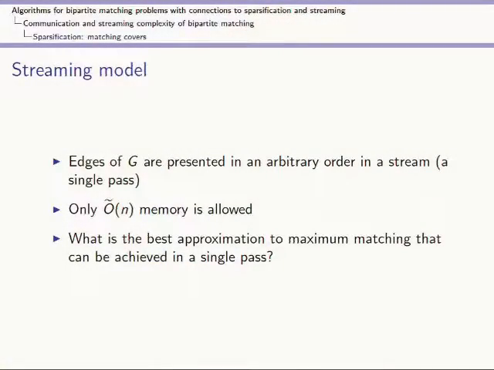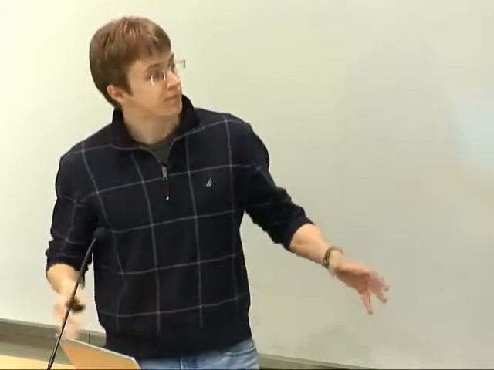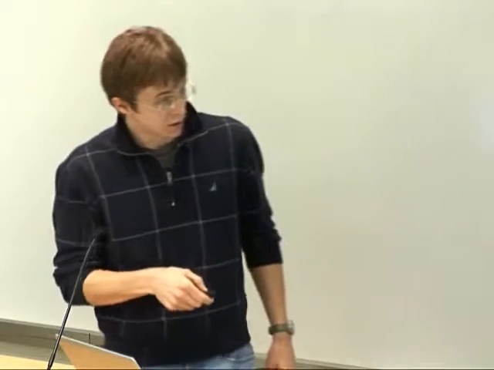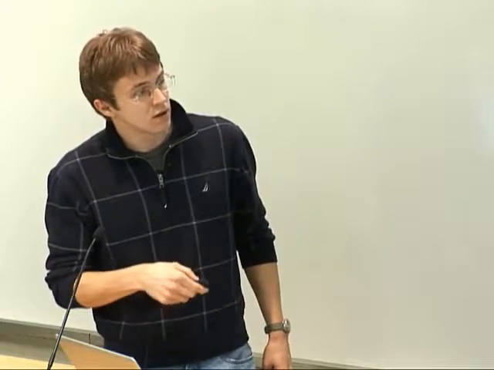Okay. Great, so these are the results, but the natural question now is, how good is it? What does it mean that we have a 1/2 cover? To put this in perspective, let me remind you what our main motivation is. The main motivation is finding approximate matchings in the streaming model. Here, the edges of a graph are given to us in an arbitrary order in a stream. And we can only use O tilde n memory. The question here is, what is the best approximation factor to the maximum matching in the graph that we can obtain in a single pass over the data?